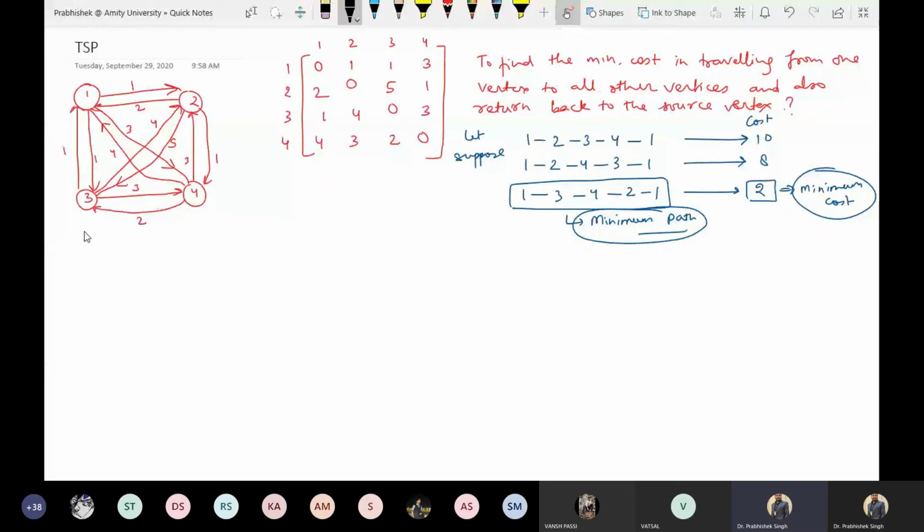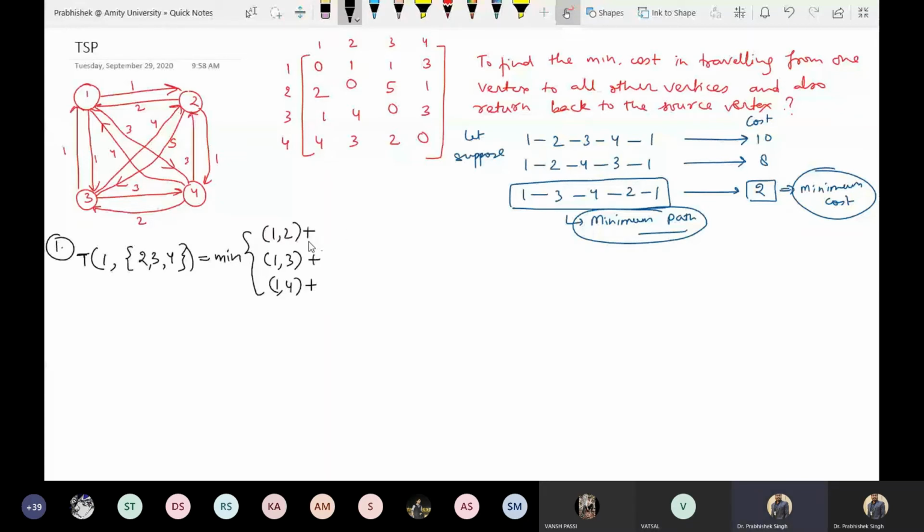And what are our options? From 1, where can we travel? We can travel 1 to 2, 1 to 3, 1 to 4. These are the 3 options available when you are standing at 1, when your source vertex is 1. Then you have to calculate the minimum cost out of the available options. Either we can go 1 to 2, or 1 to 3, or 1 to 4. These paths we can take.